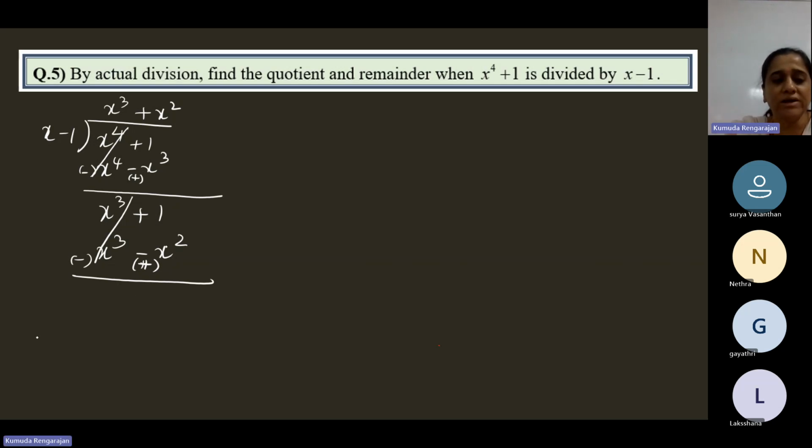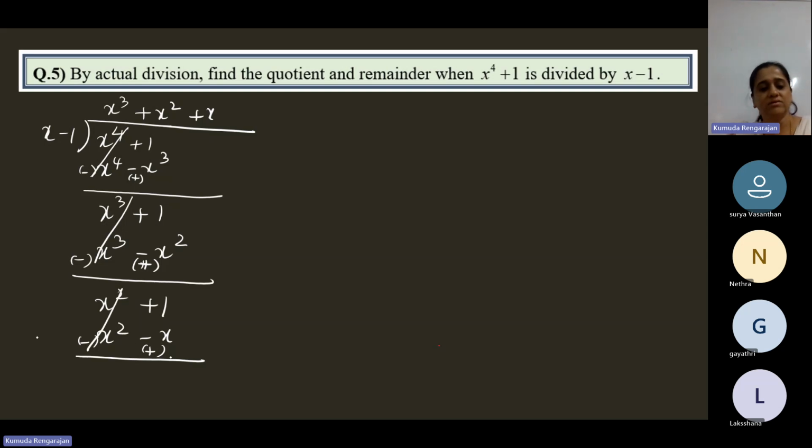Now, we have 1 and x squared. So you'll have to write x squared first and then 1. So this is the remainder. X squared divided by x is x. So plus x. Now x into x, x squared. X into minus 1, minus x. Change the signs. Cancels. So you'll have to write x first and then plus 1.